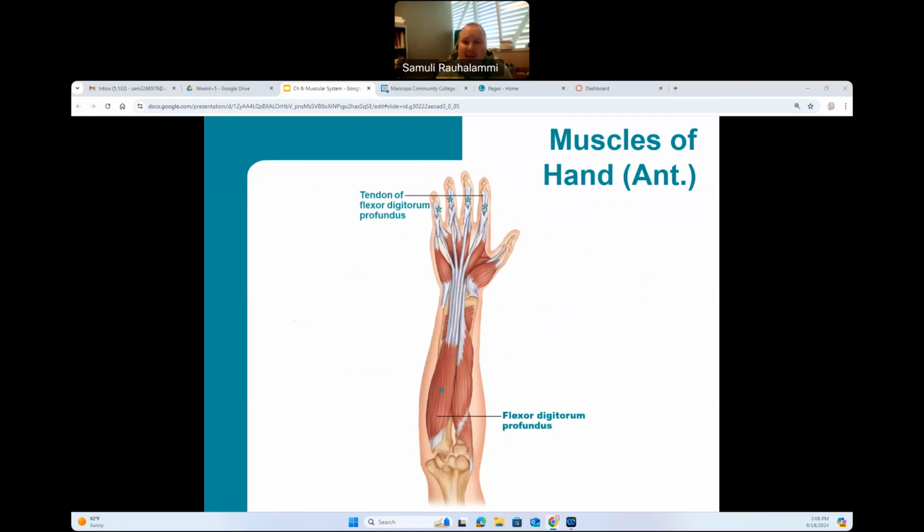We also have flexor digitorum profundus muscles. These are responsible for all other fingers. So connecting again from ulna's medial end and running to the distal phalanges of the fingers 2 to 5. So all other fingers but the thumb. And their function, flexor digitorum profundus, is responsible for flexing all other fingers but the thumb.